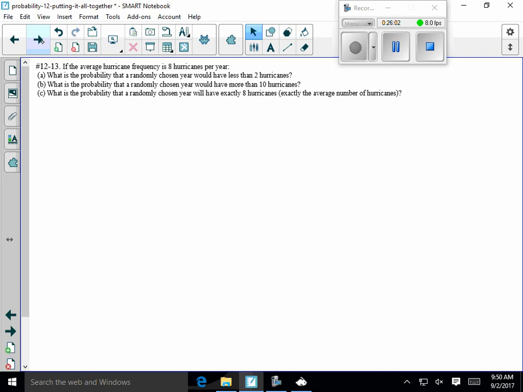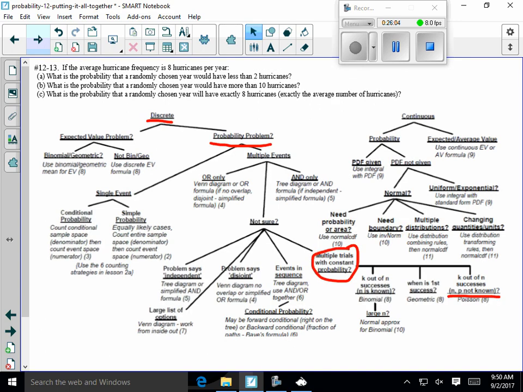All right, let's look at our table of strategies again, or tree. Well, we're talking about numbers of hurricanes, so you can't have 1.8 hurricanes. So this is integers, and that makes this a discrete probability problem. It is a probability problem. And in this case, we don't have a probability, but we have an average amount of hurricanes, right? That implies that the probability is roughly the same year to year to year. Some years we have more, some years we have less, but we can express it as an overall average or an overall probability. So that's like saying we have multiple trials with constant probability, where the trials are the years, right?